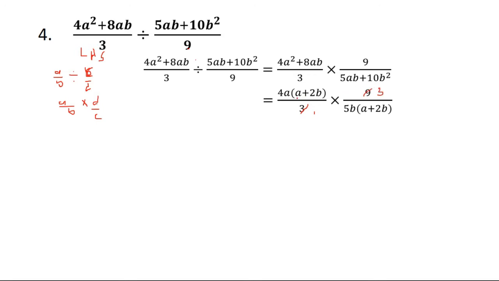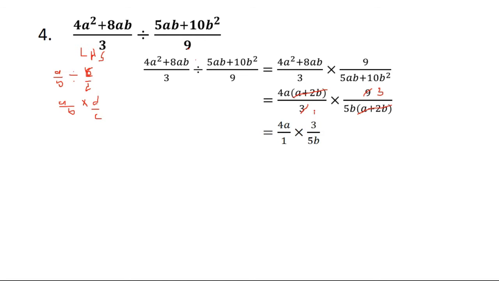You can see that we have 2 plus ab as a factor here, 2 plus ab as a factor. So 2 plus ab will cancel this 2 plus ab. So this is now in its simplest form. We are left with 4a here.